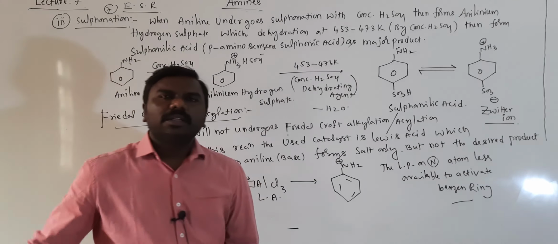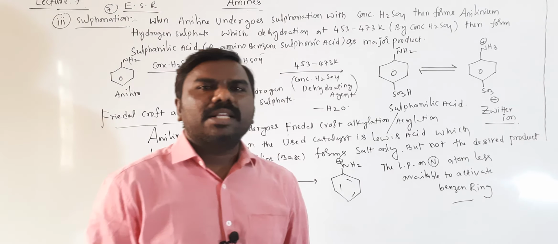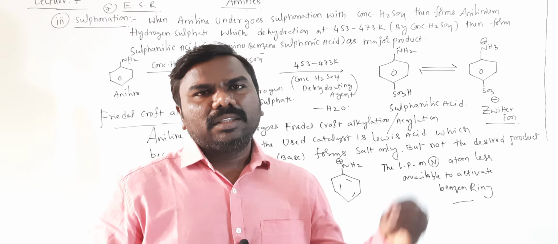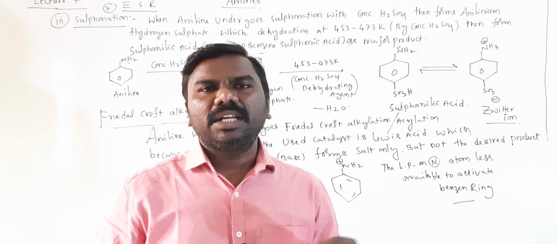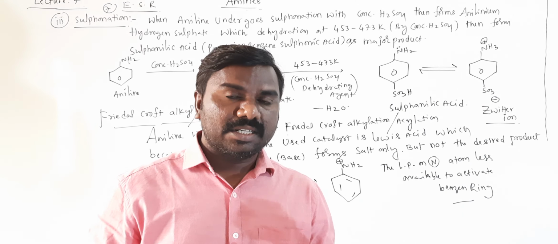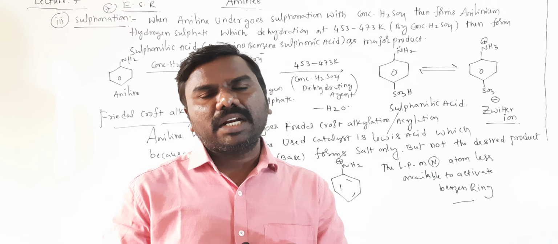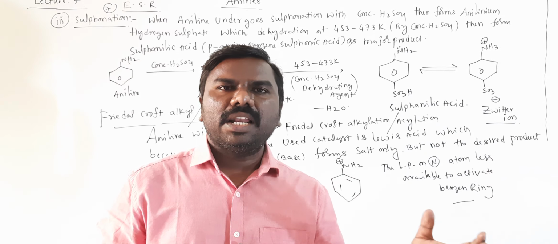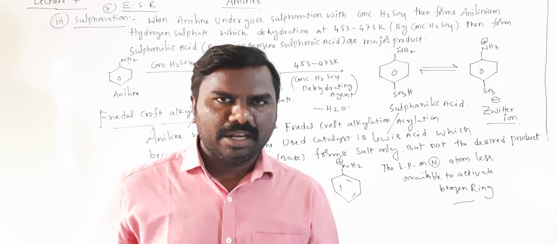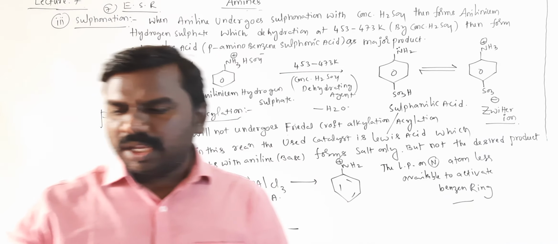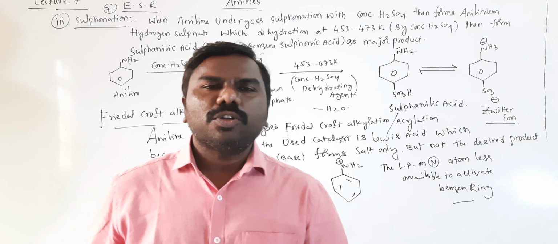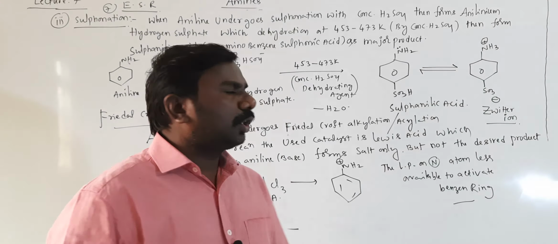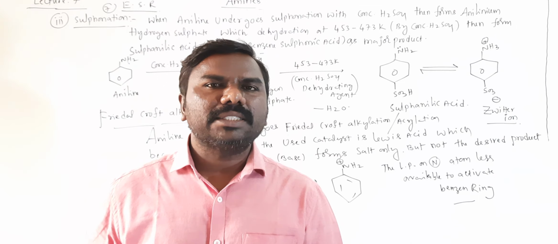Hence, there is no alkylation and acylation, because the aniline is basic. The Lewis acid used in alkylation and acylation will be acid. Both can react with each other, then forms a salt, but not alkyl aniline or acyl aniline. Very, very important. Okay, with this the aniline topic is completed. So the amines topic is completed. We'll continue in the next chapter.